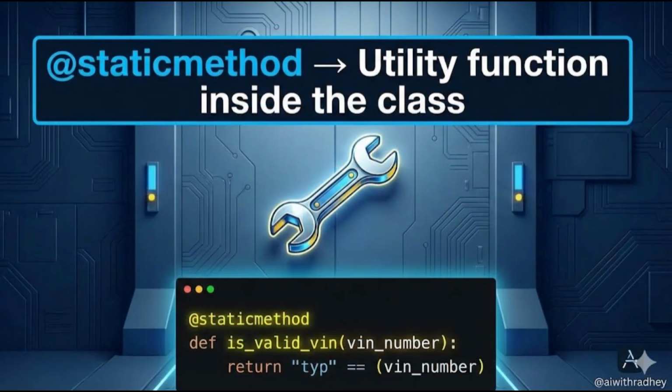Finally, static methods. These don't care about the object, self, or the class, cls. They're just regular functions that logically belong inside the class for organization, like a utility function. We use @staticmethod. They cannot modify object or class state.